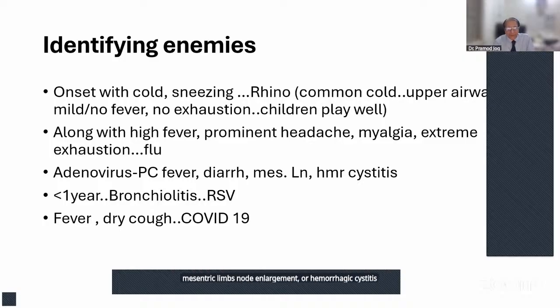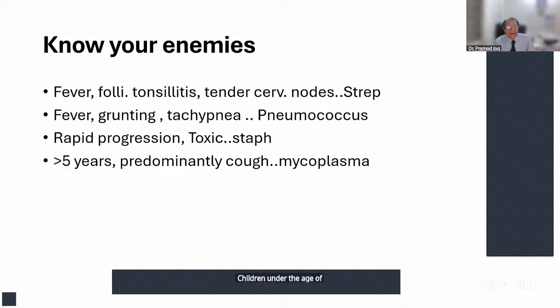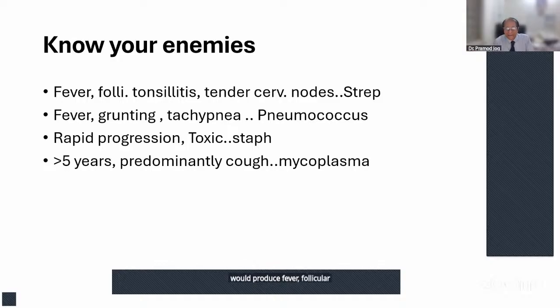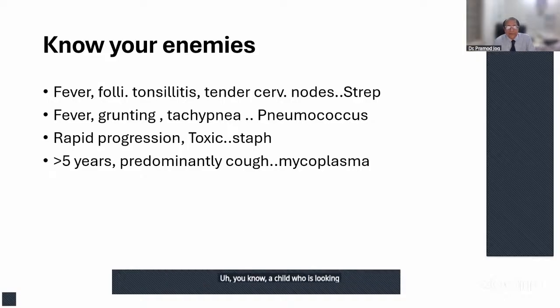RSV would impact children under the age of 1 year. Bacteria like group A beta hemolytic Streptococcus would produce fever, follicular tonsillitis, and tender cervical nodes. If it is pneumococcus, it would produce fever, grunting, and tachypnea. Staph would produce a rapidly progressing illness, with a child who is looking toxic. And mycoplasma, particularly, would affect children above 5 years, predominantly presenting with cough.